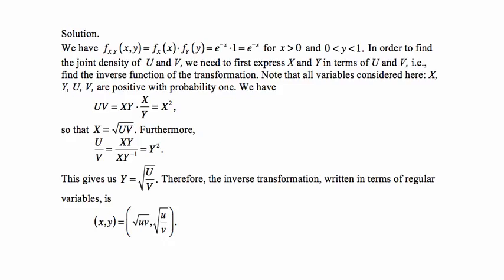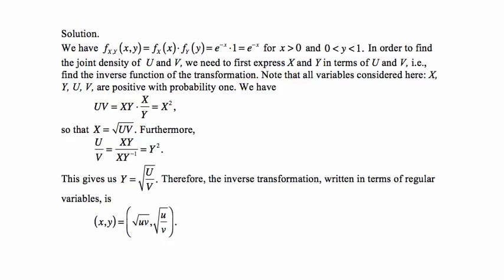And u times v is equal to xy times x over y, because u is equal to xy and v is equal to x over y, so it's equal to x squared, so that you can write x equal to square root of uv, because we know that x is positive with probability 1. And u divided by v is xy divided by x divided by y, or x times y to the negative 1, so it's y squared, and this gives y equal to the square root of u over v.